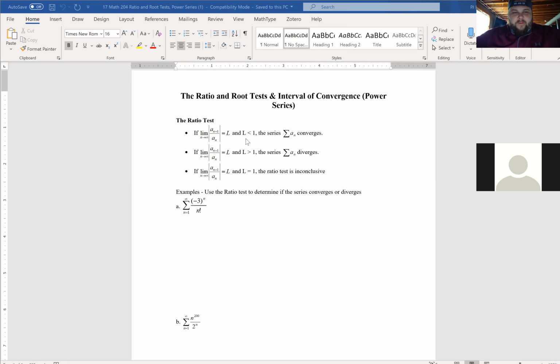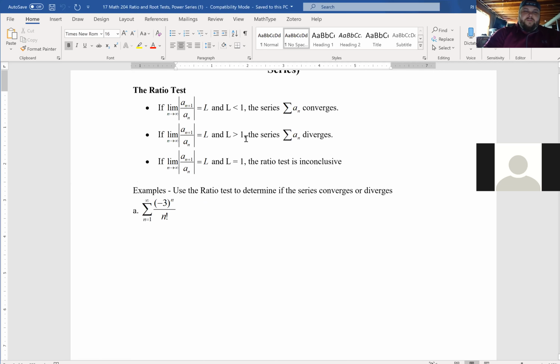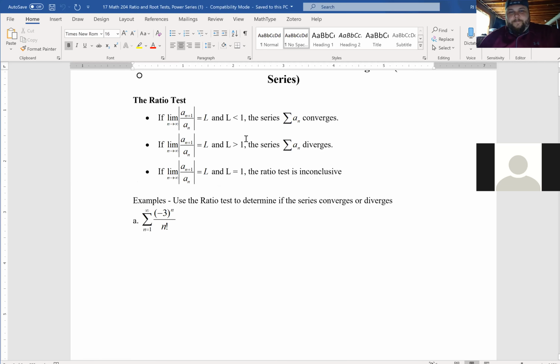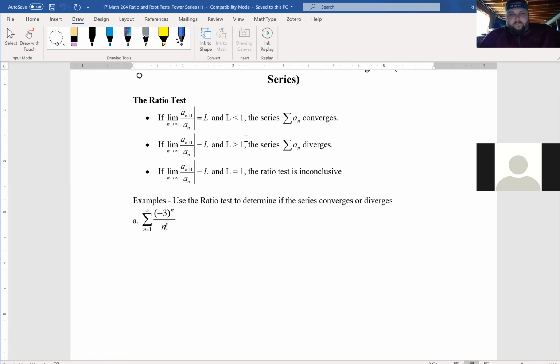And for the ratio and root test, we're going to be doing the limit of a sub n plus 1 over a sub n. Notice there's also an absolute value there, and that makes things nice because if we have things like an alternating series, we can still use the ratio and root tests. So let's just go through the criteria here real quick and then go ahead and try one.